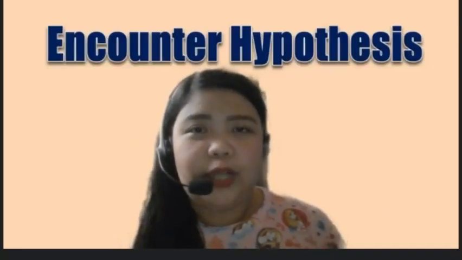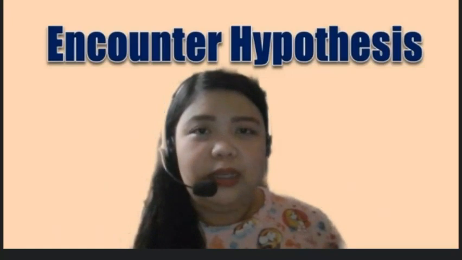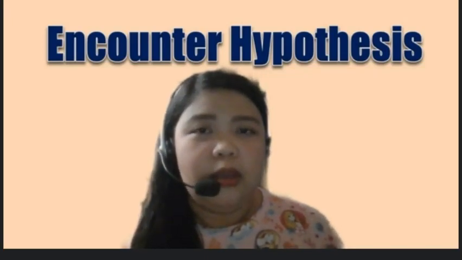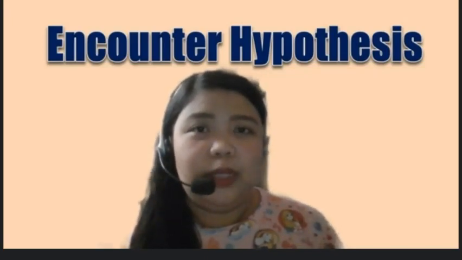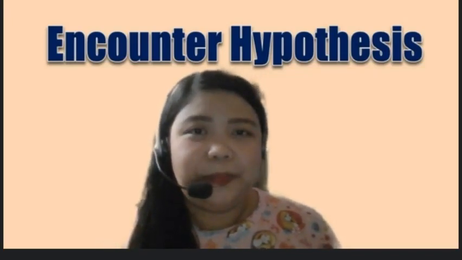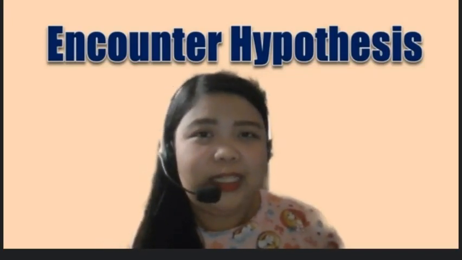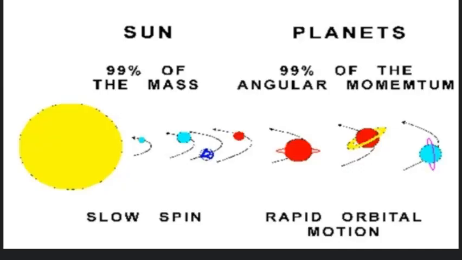Next theory is the encounter hypothesis. In this theory, they believe that the solar system was formed because of the crash between the Sun and a rogue star, wherein the dense particles become the Sun and the less dense particles become the planets. Let's take a look at this image. According to the encounter hypothesis, there is a collision between the Sun and a star. And with that collision, there is the formation of the solar system.